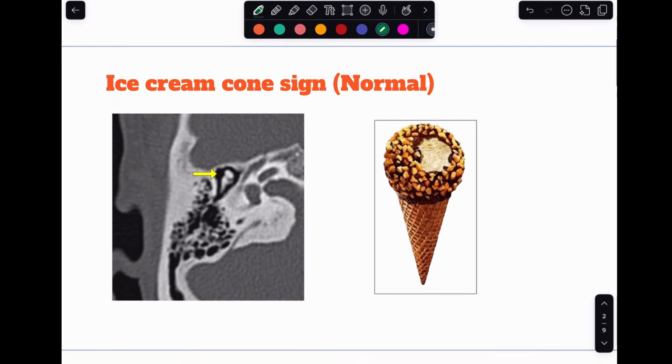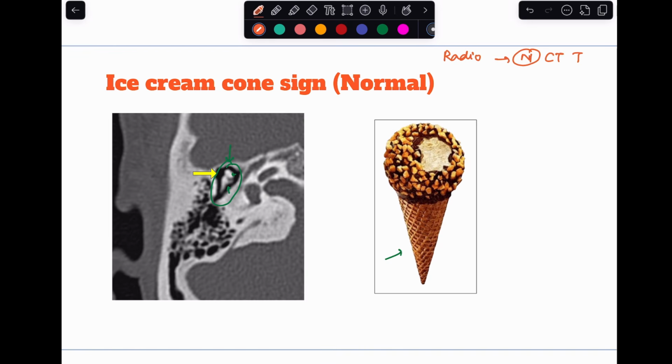Let's look at our first one, which is a normal finding. Now, you can see this is what an ice cream cone looks like. Obviously, you know that. If you look at the first image over here, this looks like an ice cream cone, right? This is like the scoop, and this is the cone. So what is this? Where do we see this? This is a radiological sign that we see on a normal CT scan of the temporal bone.